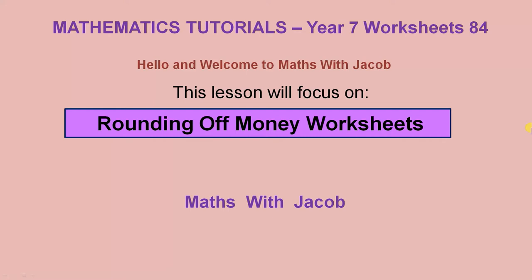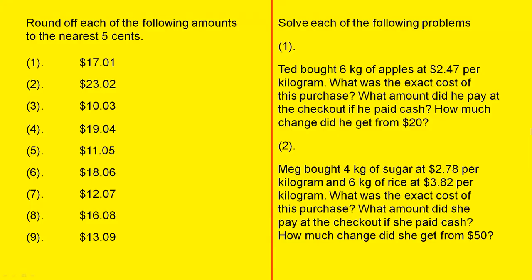This lesson will focus on rounding off money worksheets. So this video presents a few slides where we practice rounding off amounts of money to the nearest 5 cents. And the reason we do that is that many countries do not have 1 cent and 2 cent pieces in circulation. So that's the reason we have to do rounding off.